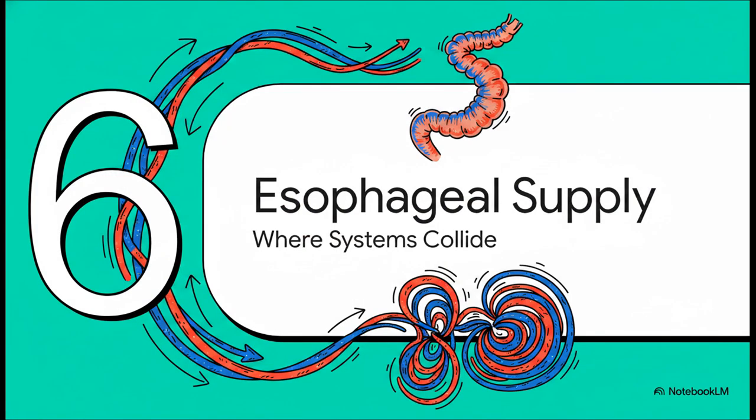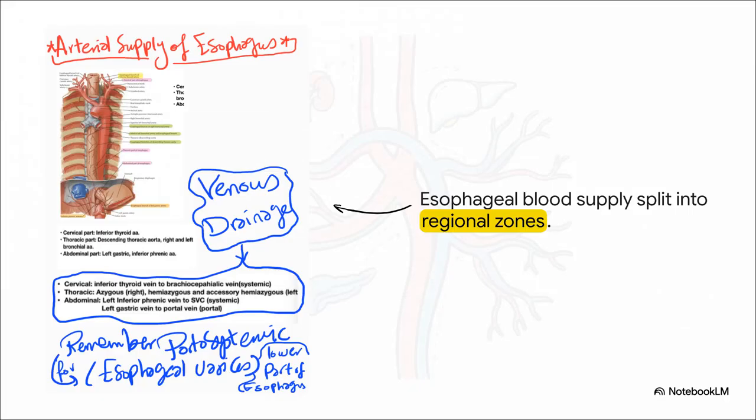Last one. Section 6. Esophageal vascular supply. This is where the two systems literally collide. Because the esophagus is so long, traveling all the way through the neck, the chest, and the abdomen, its arterial supply is strictly regional. It just grabs blood from whatever is closest. A great way to remember this is the acronym TAG for the arteries moving down. Thyroid in the cervical region, aortic branches in the thorax, and the left gastric once it pierces the diaphragm into the abdomen. It's a beautifully pragmatic design, right?